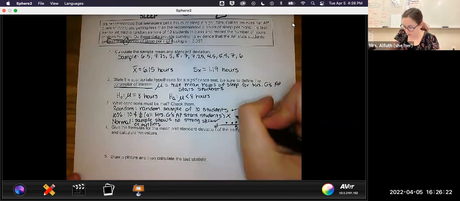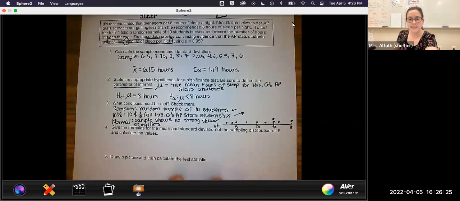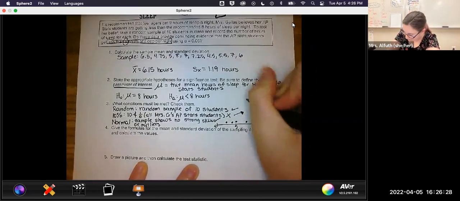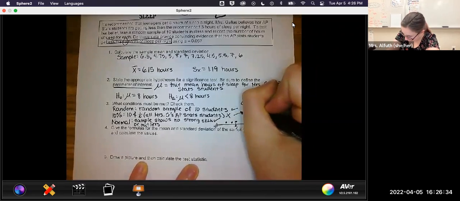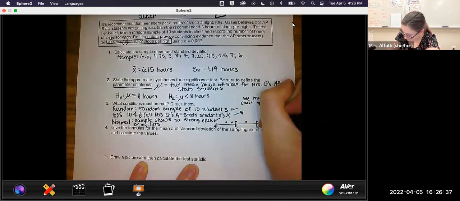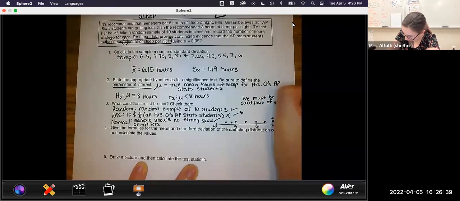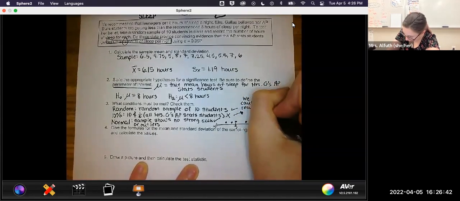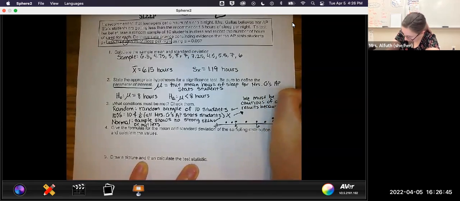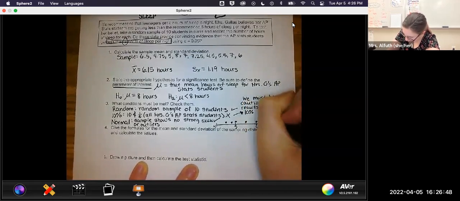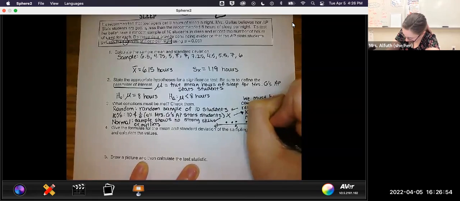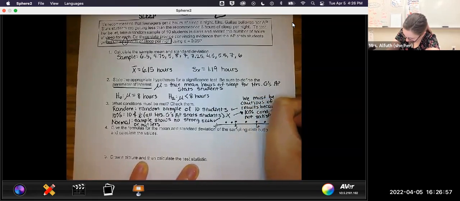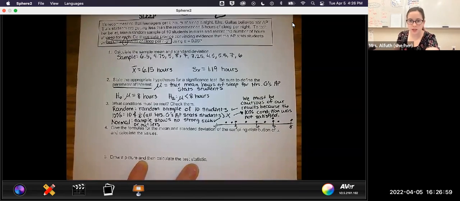So we're going to add in what we would state here in our free response question to continue. So we must be cautious of our results because the 10% condition was not satisfied. So this is that whole, we're going to proceed with caution, but we're going to be cautious with our results. You would want to add that.